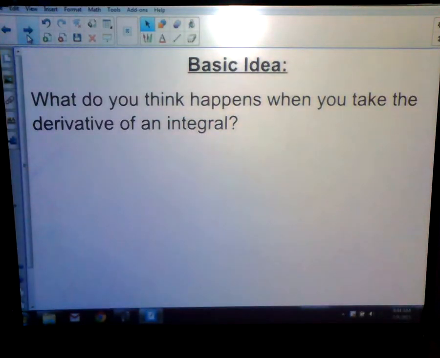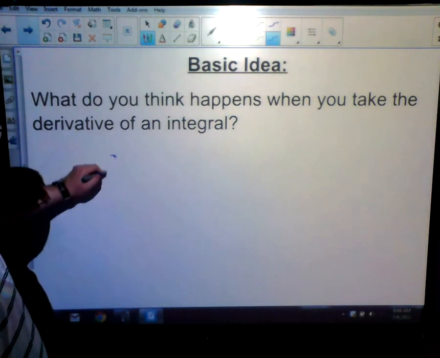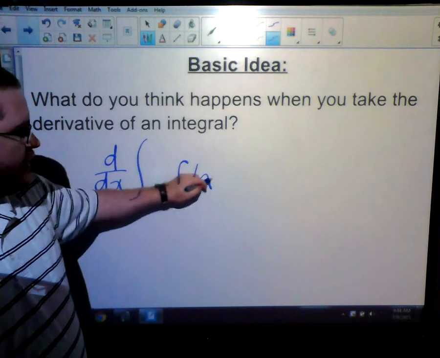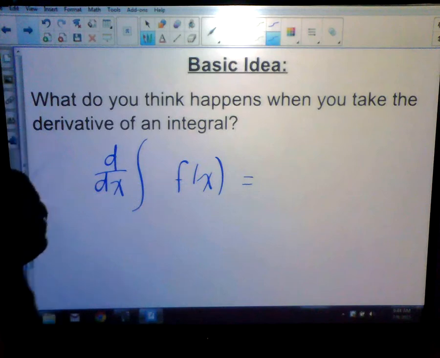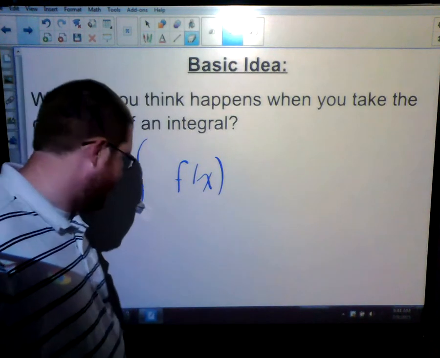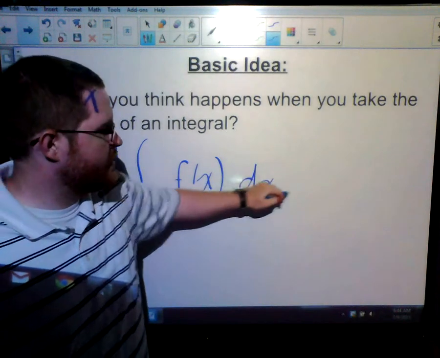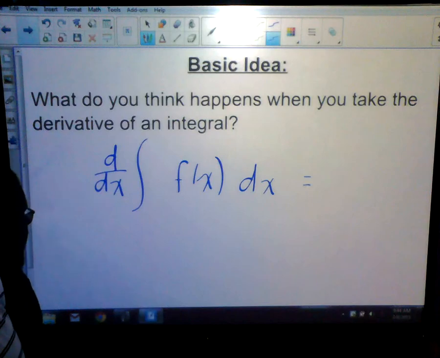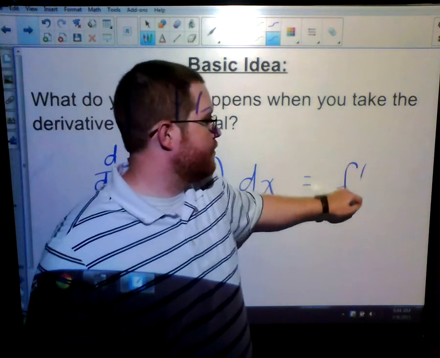What happens if we take the derivative of an integral? So what is the derivative of the integral of f of x? Well, what do you think happens to a derivative and an integral of f of x? And I need dx at the end. I always forget to put dx. Well, what about a derivative and an integral? They cancel each other out. So the answer is just f of x.